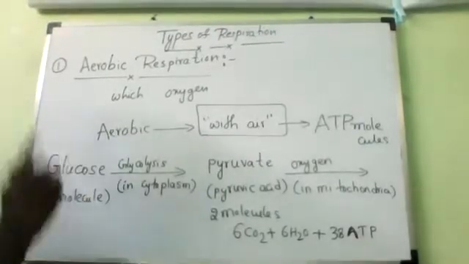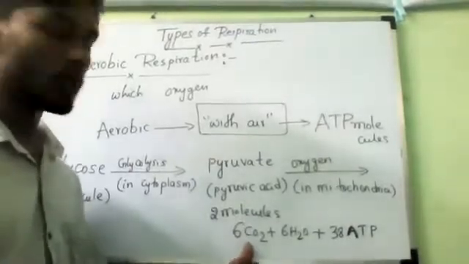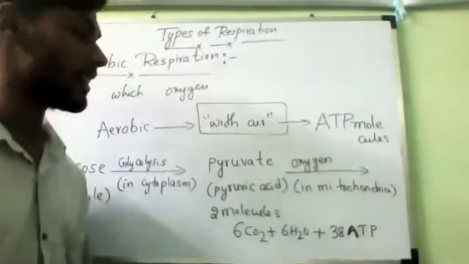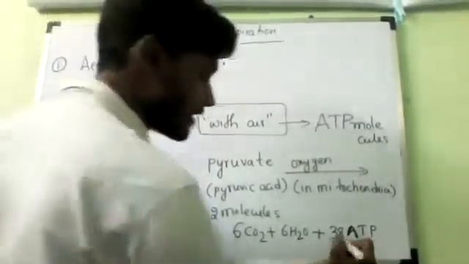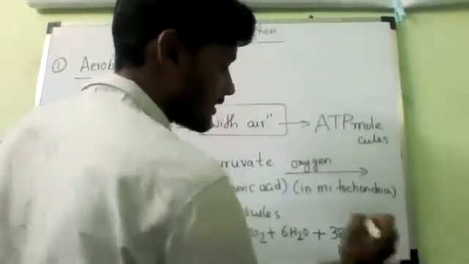In this aerobic respiration, we get 6 CO2 molecules, 6 H2O molecules, and 38 ATPs. That is what we call energy. 38 energies will come.